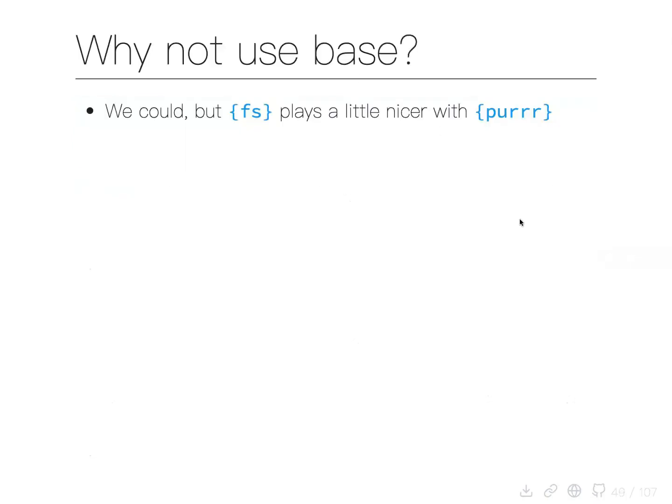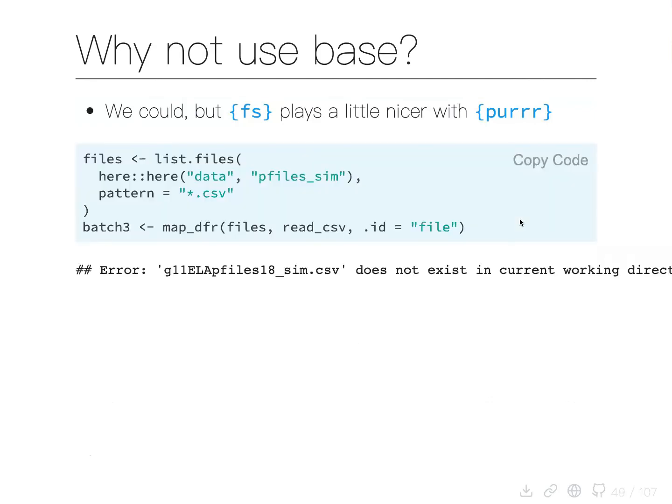Okay, so why not use base? What's the advantage of using fs over list.files? They're not huge, but there are a few advantages. The first is, as I showed you just a second ago, what it returns by default is just the file name. So if you're working in a nested directory, like I often am, then you have to remember to say full.names equals TRUE, or else you'll end up with this. It can't find the file that you're trying to read in because it doesn't live there, right?